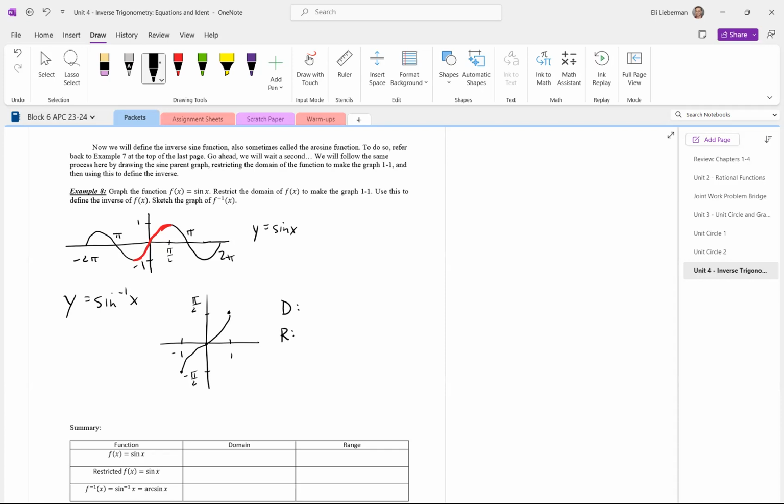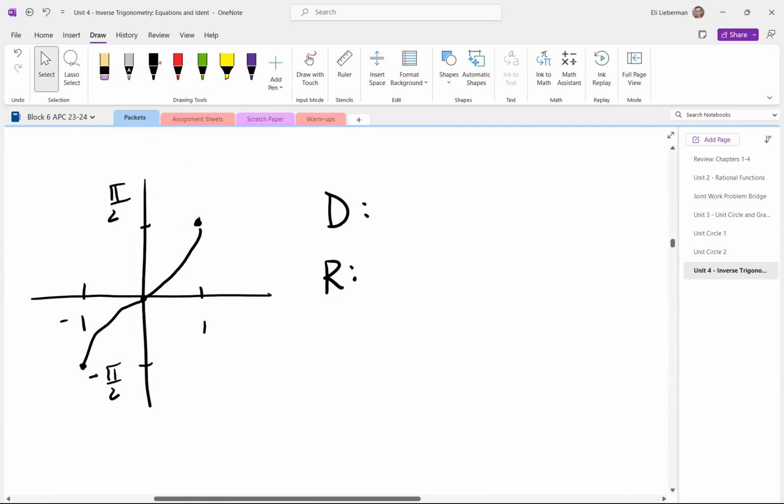Okay, so domain. Enzo, what did you get for the domain? For this graph? -1 to 1, is that inclusive or exclusive? So the closed interval -1 to 1. Do we agree with Enzo? Enzo, do you want to tell us the range too?